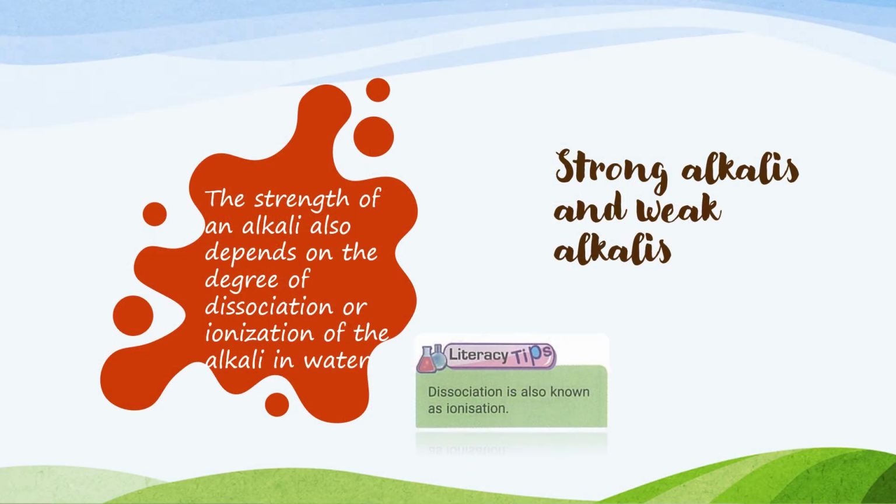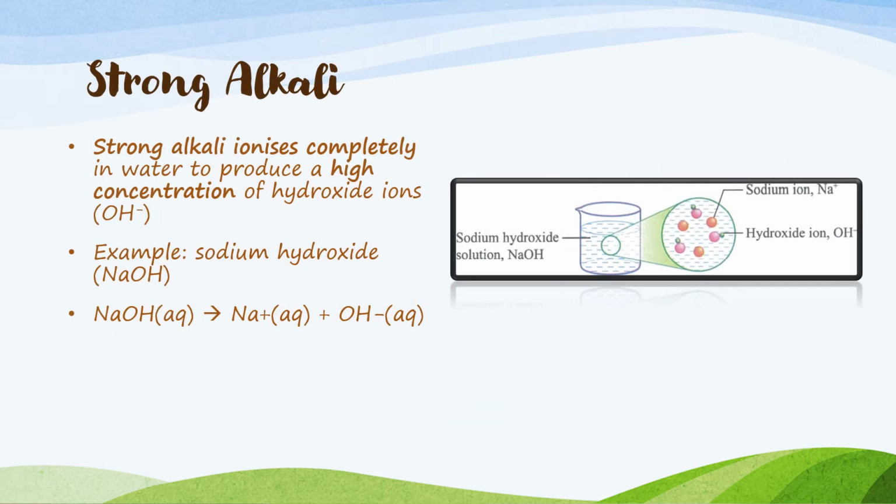So how about alkali? We saw the definition for strong acid and weak acid. Now we're going to see the definition for strong alkali and weak alkali. Strong alkali is an alkali that ionizes completely in water to produce a high concentration of hydroxide ion. So don't get mixed up.